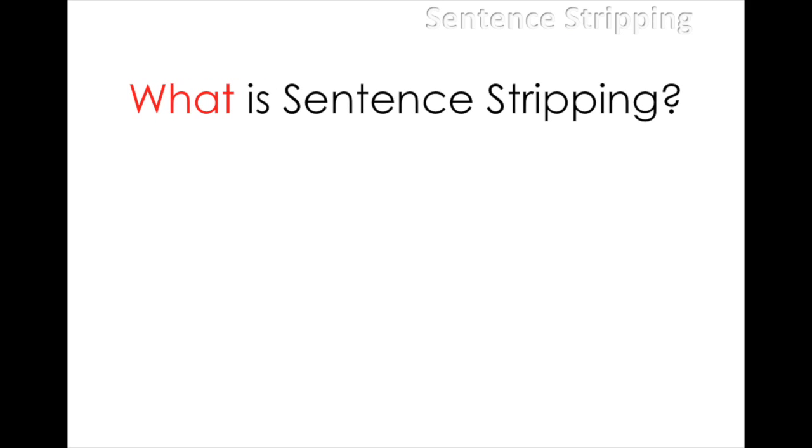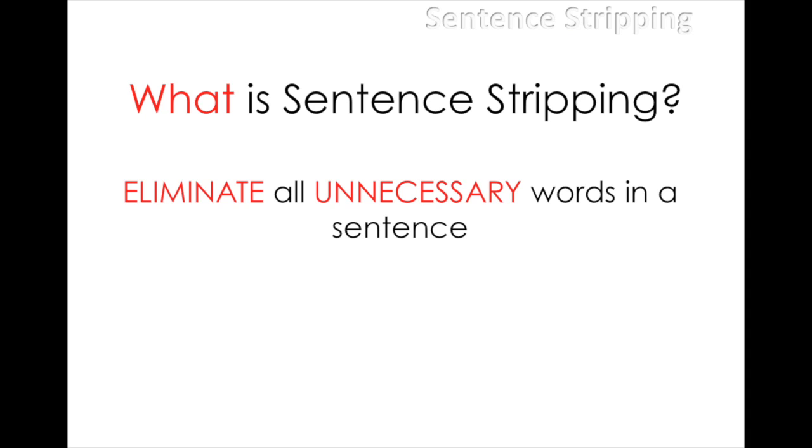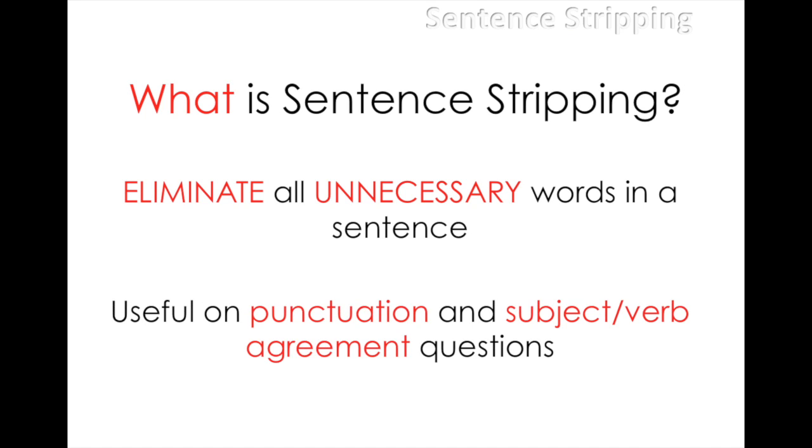You may be asking yourself, what is sentence stripping? Sentence stripping is the process by which you eliminate all the unnecessary words and phrases from a sentence until you are left only with the essentials. By mastering this technique, you'll make it easier for your ear to pick up on grammar mistakes. The sentence stripping method is a vital tool while answering punctuation and subject-verb agreement questions on the SAT and ACT.